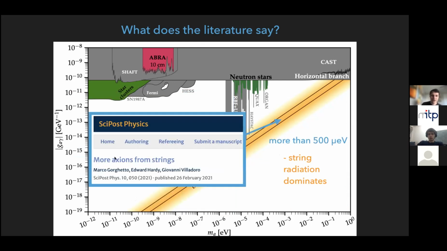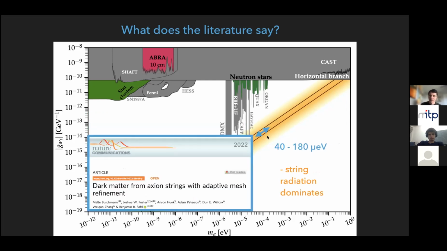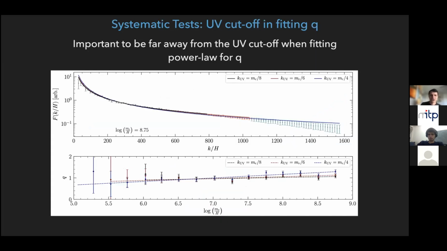Then the work from Marco, Ed, and Giovanni, because they had this logarithmically increasing power law index, they find a much larger mass than we do, more than 500 micro eV. However, they correctly identified that string radiation dominates the overall number density. And our work is somewhere in between. So I see that as a case of us slowly converging to a more precise result, narrowing down the range and reducing systematic uncertainties, which I think brings me also to the next slide already.